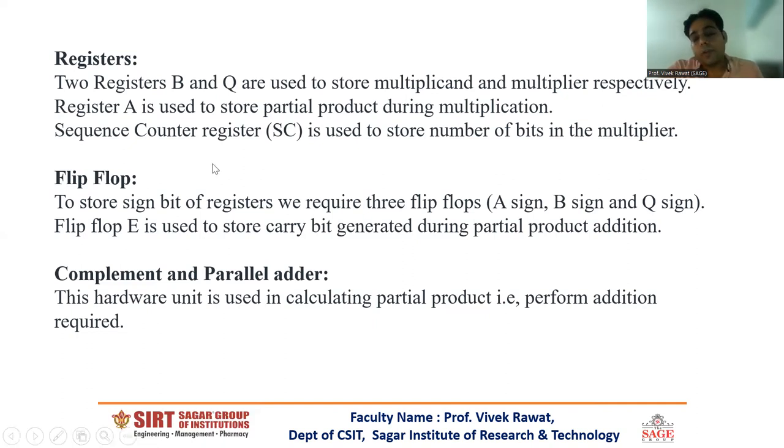Flip-flop. What is a flip-flop? A flip-flop contains only one digit, that is the sign digit or carry digit. To store the sign bit of the registers, we require three flip-flops: A sign, B sign and Q sign. Flip-flop E is used to store the carry bit generated during partial product addition. This is the theory part. You need to write this theory part in your RGPV answer.